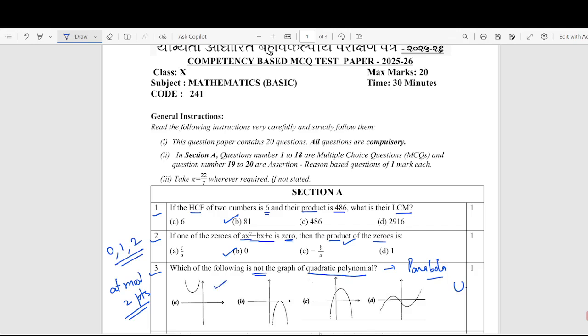If we see the graph of option A, it is not intersecting the x-axis at any point. That means it has 0 zeros, right? In option B, the graph is intersecting the x-axis at 1 point. That means it has 1 zero. This parabola is intersecting the x-axis at 2 points. That means it has 2 zeros, right? But the graph of the third, it's not a parabola, but still it is intersecting the x-axis at 3 points, and a quadratic polynomial cannot have 3 zeros. It cannot have more than 2 zeros. That means option D is the correct option. It is not the graph of a quadratic polynomial.